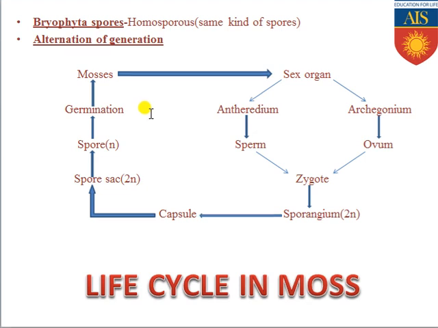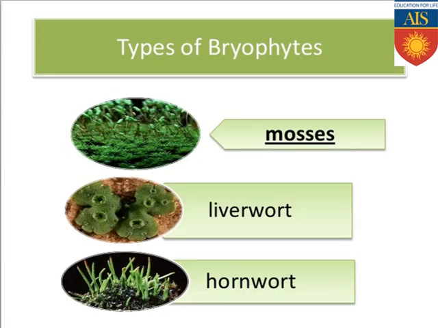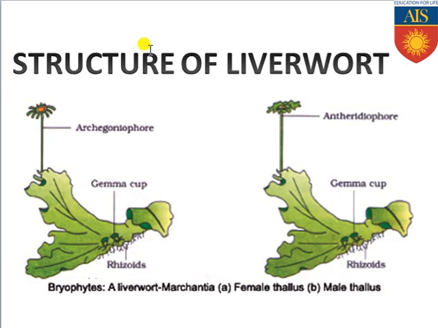Next, after this slide there is another slide where we will be discussing the types of bryophytes. Commonly we can see three types of bryophytes. One is moss itself, then liverwort and hornwort. According to our syllabus we will be discussing the structure of liverwort and mosses. Hornwort is not in our syllabus, but hornwort is also another category within the bryophytes. So first of all we will start discussing the structure of liverwort.